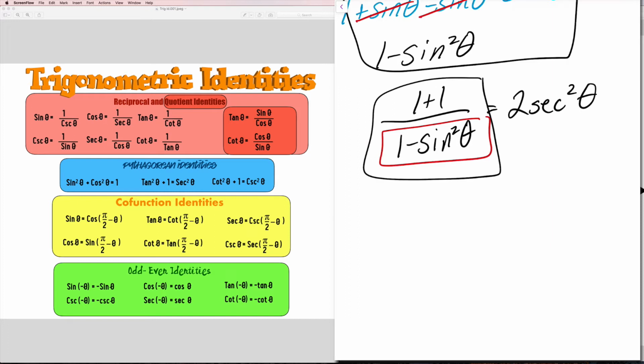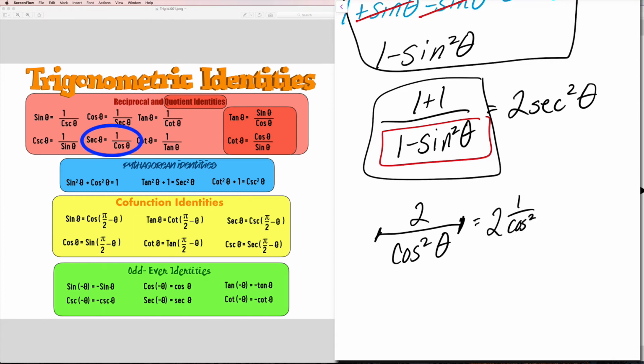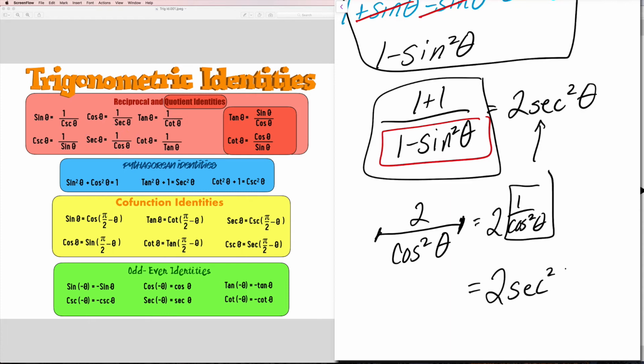So if I work out this side again, I have 1 plus 1 is 2, over cosine squared theta. Cosine squared theta and secant squared theta are related to each other. As you notice, I have 2 divided by cosine squared theta. If I move cosine over to the numerator, I end up with 2 times 1 over cosine squared theta. And of course, I know that 1 over cosine squared theta is secant squared theta. So I was successful in verifying this.